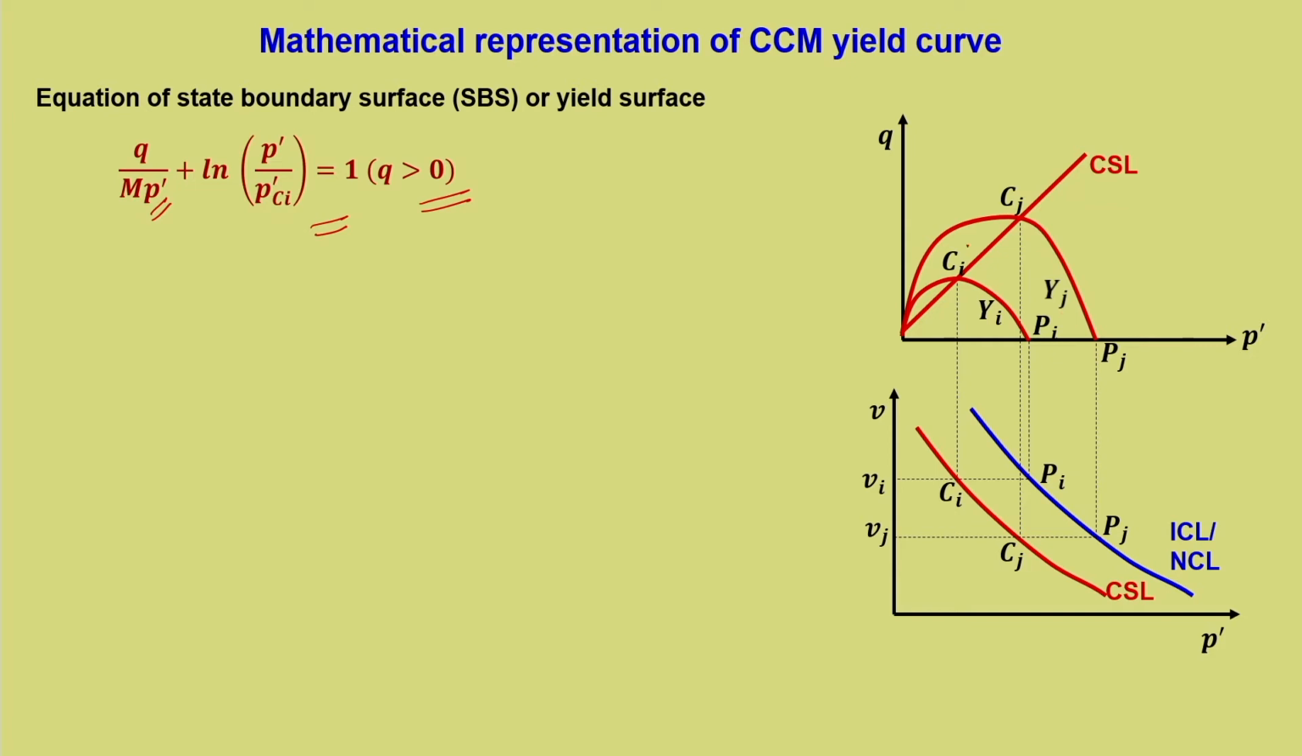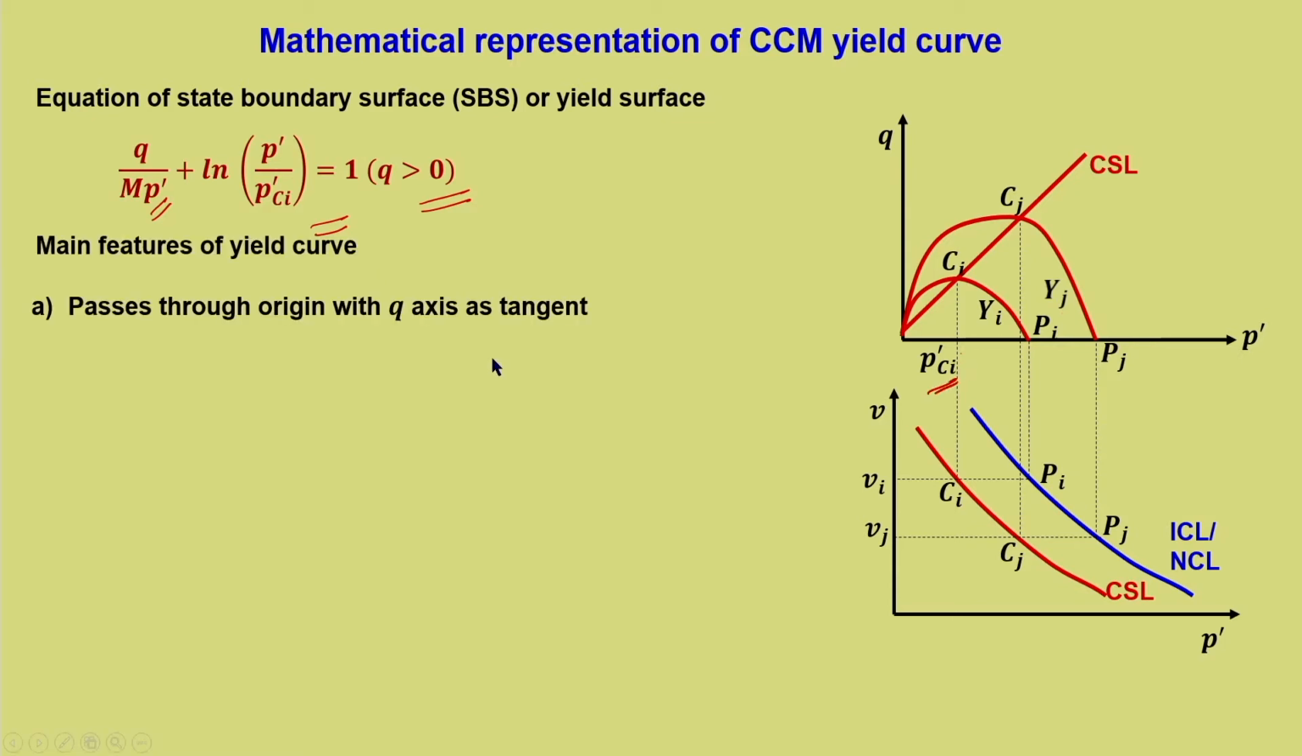What is p dash ci? p dash ci is the effective pressure corresponding to this particular point Ci. So, it will be somewhere here. So, that is also known. So, whatever is needed is known from this particular equation equal to 1, and for the condition q greater than 0. So, this is p dash ci, this one. Now, the main features of the yield curve: it should pass through the origin, where the q axis is the tangent at that particular point. So, that is clearly visible here.